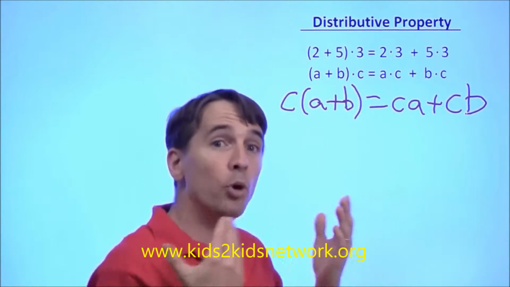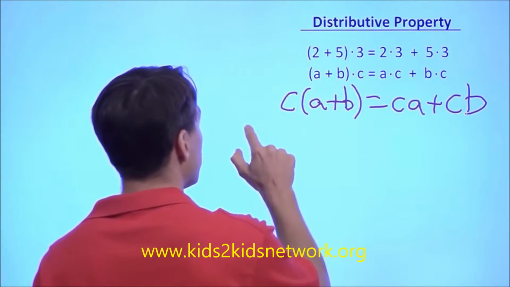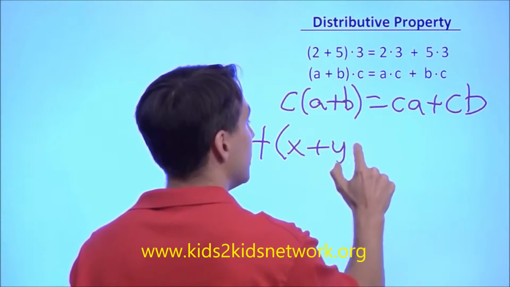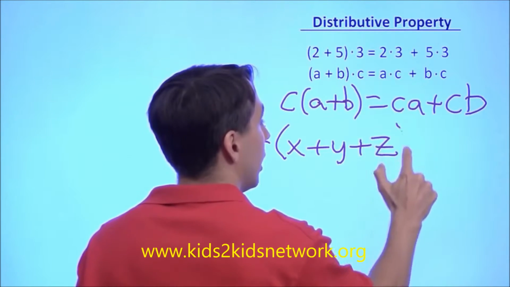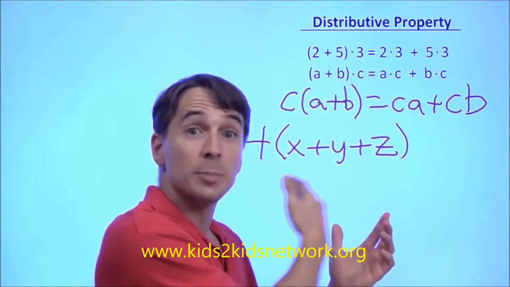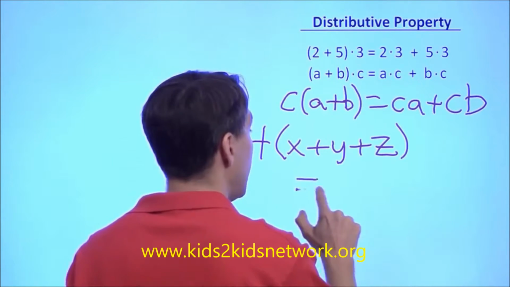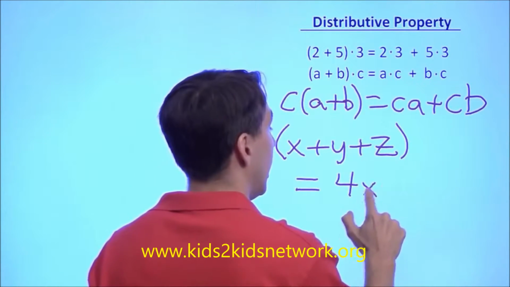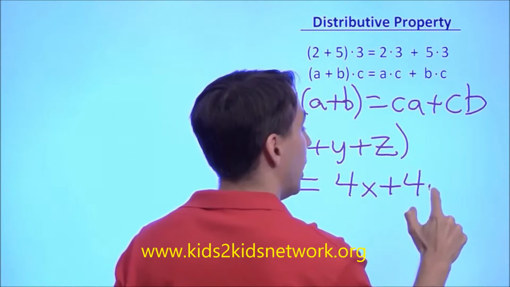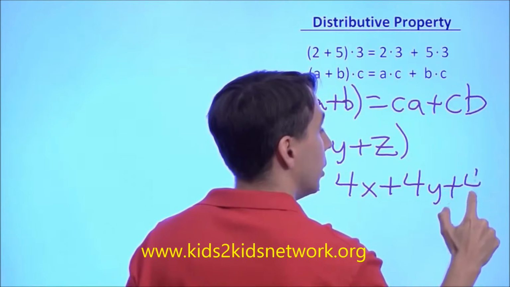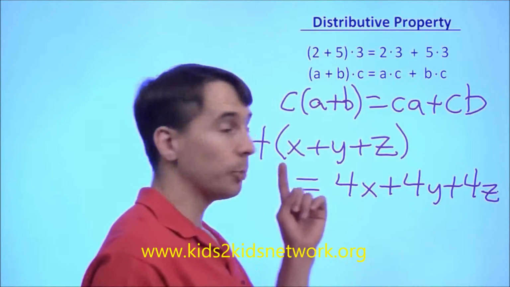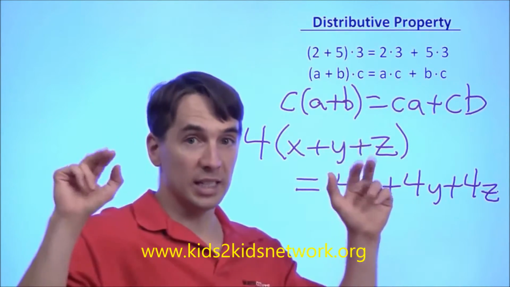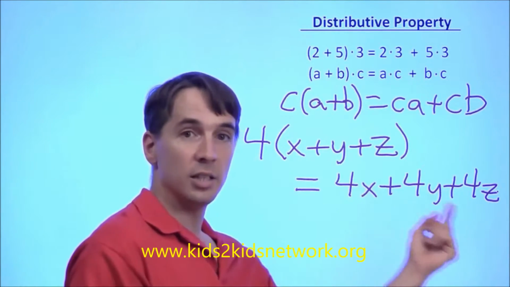And I can even have more terms in the sum. So for example, if I started with something like 4 times x plus y plus z, I can apply the distributive property to expand this, and we say expand when we multiply it out, as 4x plus 4y plus 4z. And all I'm doing here is multiplying the 4 out here by each one of these terms. And that's what we do when we expand this product into this sum.